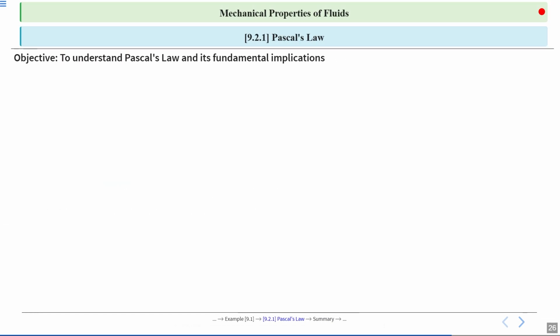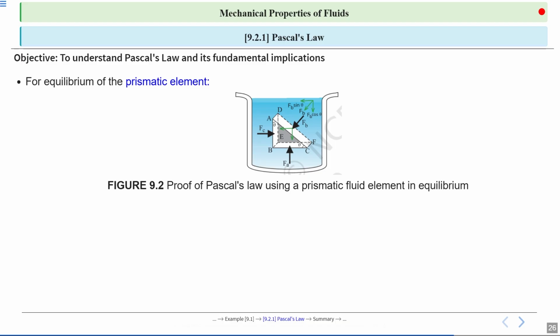Now, for equilibrium of the prismatic element, notice the figure showing a fluid element. This setup helps us understand how the forces act on different surfaces of the element. So, consider the horizontal equilibrium. The equation FB sin theta equal to FC shows us that the horizontal component of the force on one face of the element is balanced by the force on the opposite face.